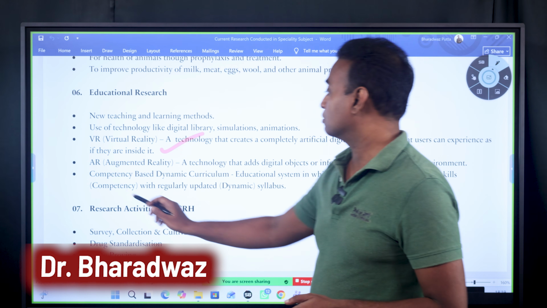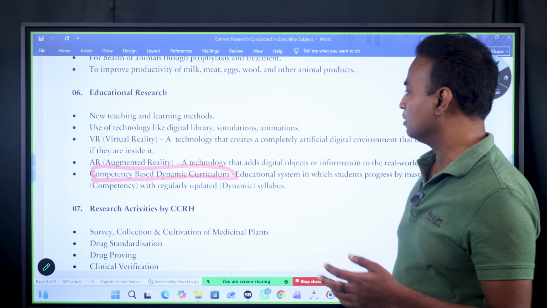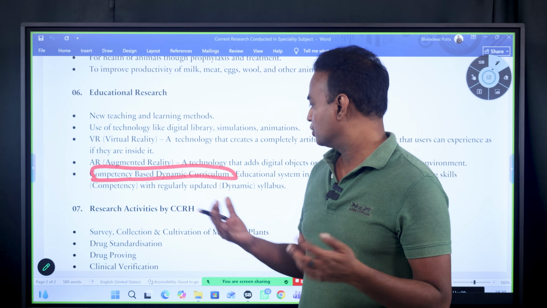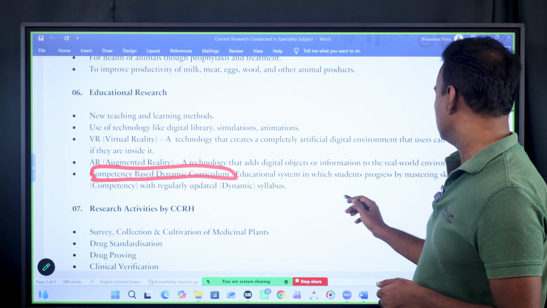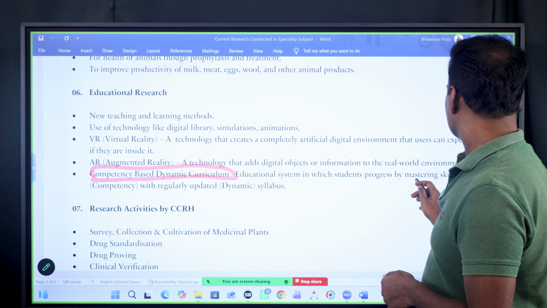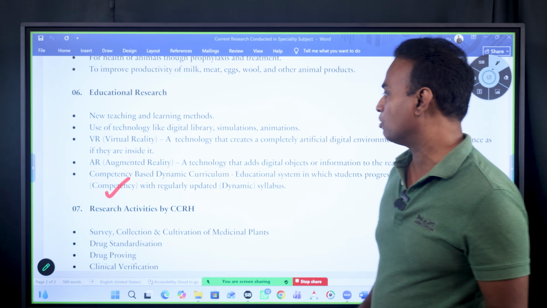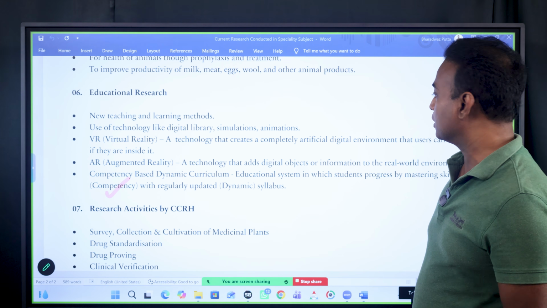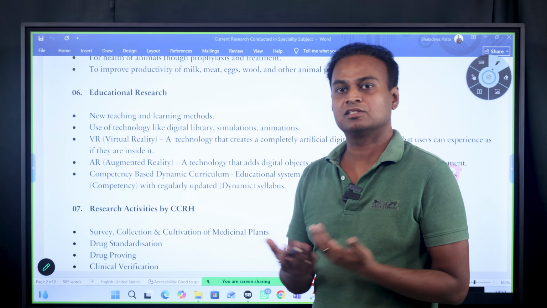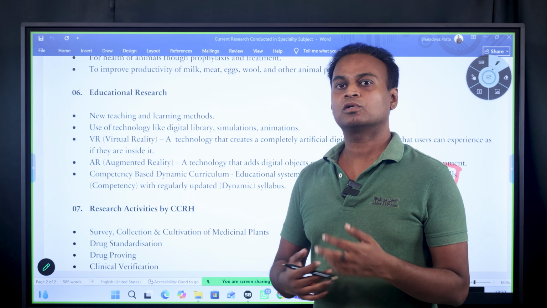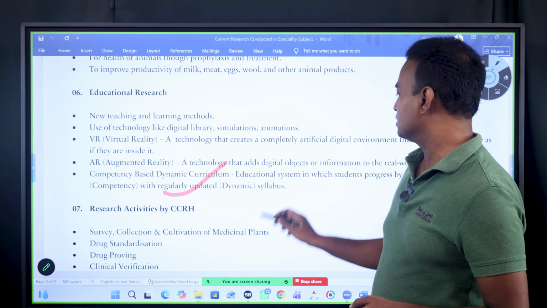Next important one is competency based dynamic curriculum. This is introduced in many of the countries and many of the educational institutes. What is competency based dynamic curriculum? So educational system in which students progress by mastering the skills. Mastering the skills means competency. What is meant by competency? CBDC, competency based dynamic curriculum. Competency means mastering the skills, not only just sitting at one place and studying and writing the exams. So it is more of hands-on experience. That's what competency means, with regularly updated syllabus.